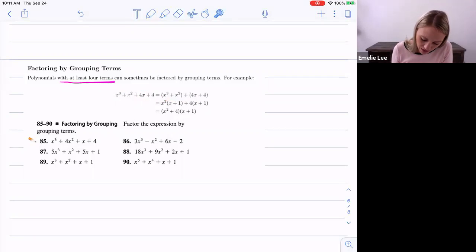And then what I'm able to do is pull out a common x squared and pull out a common 4, right? I'm pulling out an x squared and a 4 because I've got this common x plus 1. So now I've got x plus 1 that I'm pulling out as a common factor, and then I'm left with x squared plus 4 times x plus 1. So that's kind of nice.